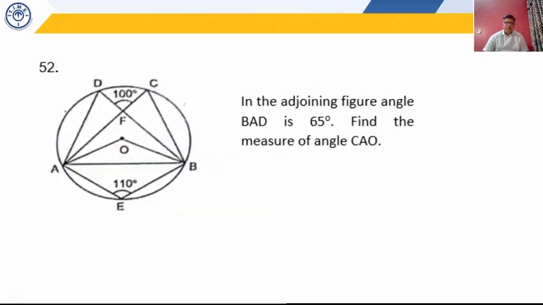Alright. Next one. Now in the adjoining figure, angle BAD is 65 degree. So this total angle, this angle is 65 degree, right? Can I say if this angle is 110 degree, opposite angles are supplementary. So can I say this angle is 70 degree? Yes or no? 110 plus 70 is 180. Angle E and angle D are supplementary angle. Can I say angle AEB plus angle ADB is 180 degree. So ADB is 70 degree because this angle is 110 degree.